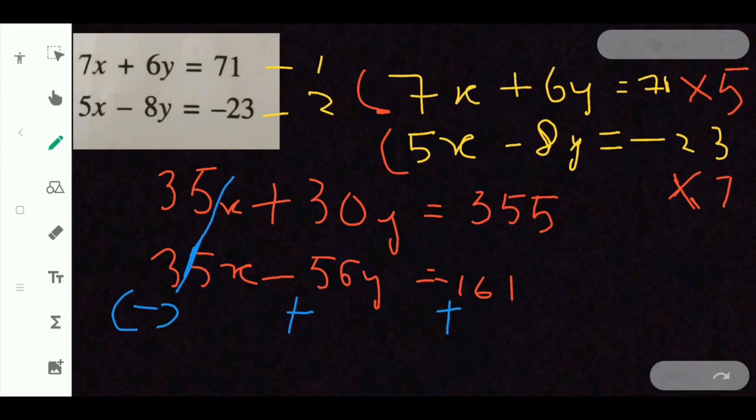And 30 plus 56, 86y, which is equal to 355 plus 161. So 355 plus 161, we are getting 5 plus 1 is 6, 6 plus 5 is 11, 3 plus 1 is 4, 5, 516.